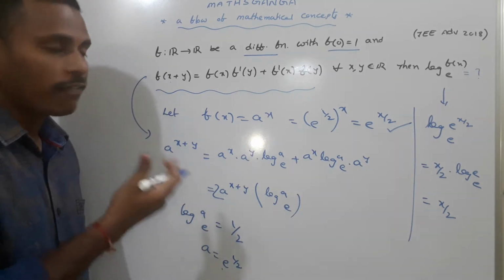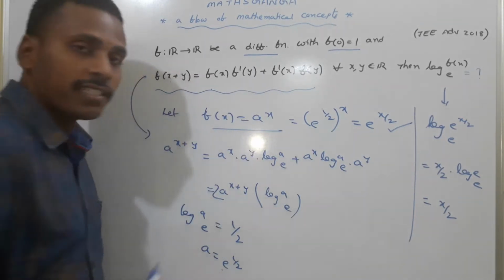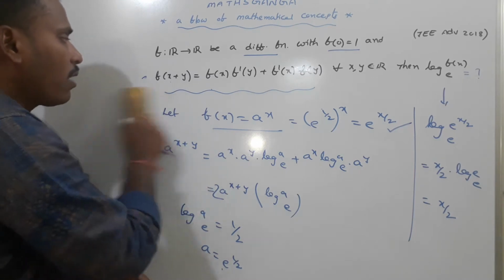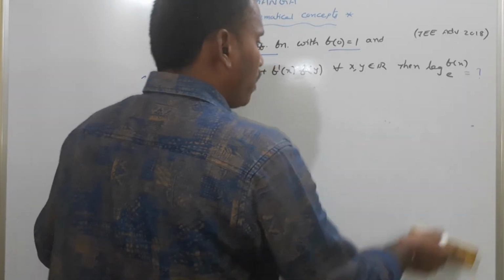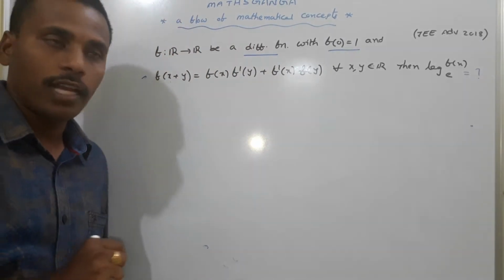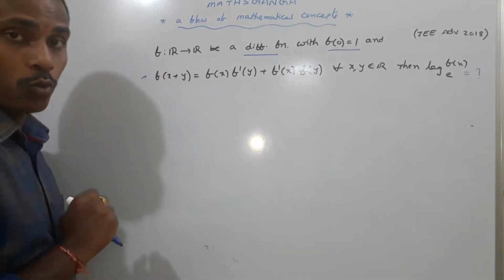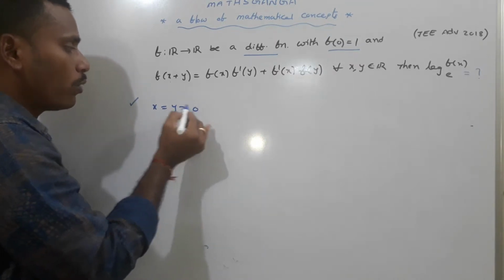Okay, without identifying the function satisfying this functional relation as e power x, we will also try to prove it. In another way, now I am going to do the other way of solving this one. First, suppose we have that f of x plus y is equal to f of x into f dash of y plus f dash of x into f of y, and it is given that f of 0 is equal to 1. Now what I am suggesting is take x equals y equals 0.